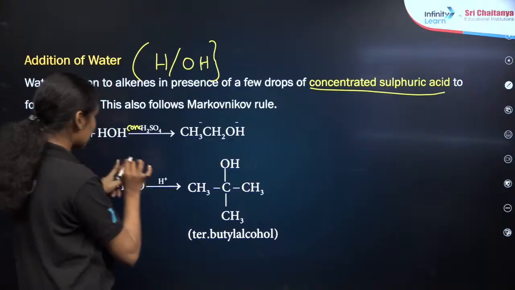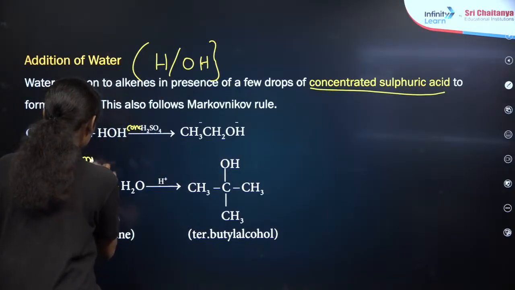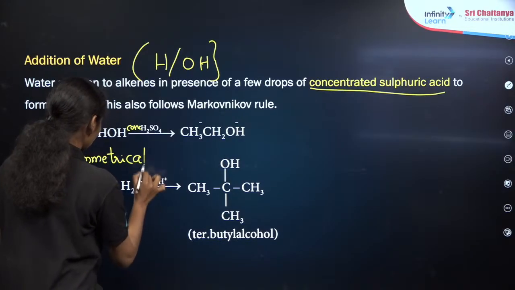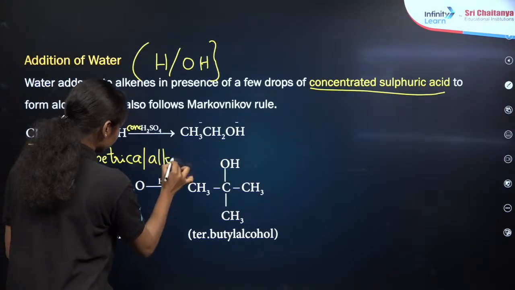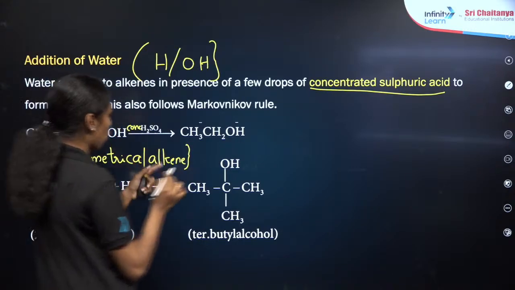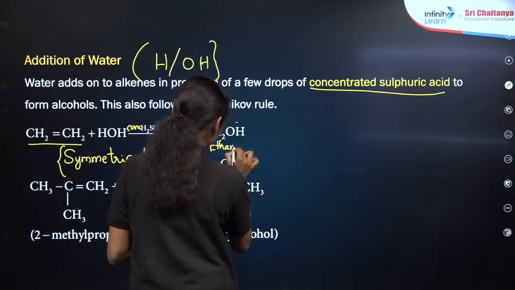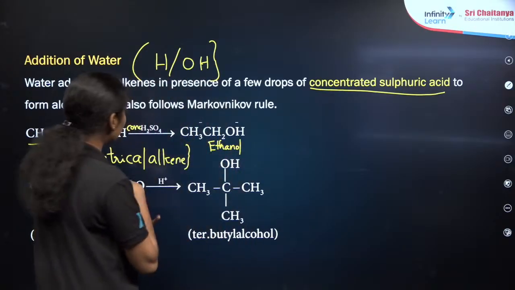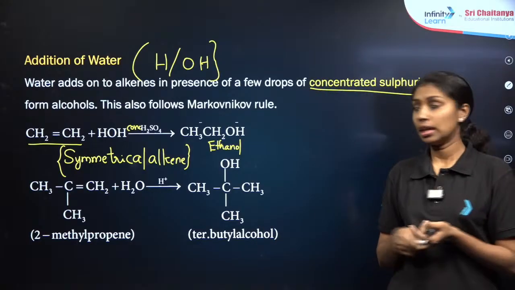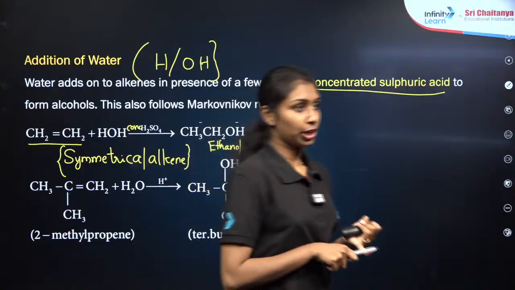But here it is a symmetrical alkene, so we don't need to explain the Markovnikov rule here. The product will be CH3CH2OH, our ethanol. Clear? It's about the reagent here. You have to mention the reagent, that is the concentrated sulfuric acid.